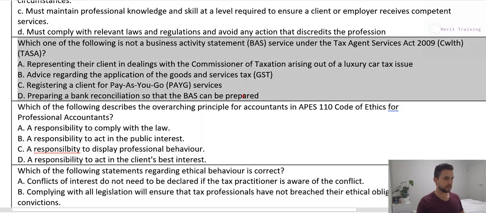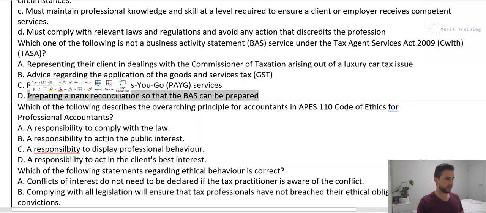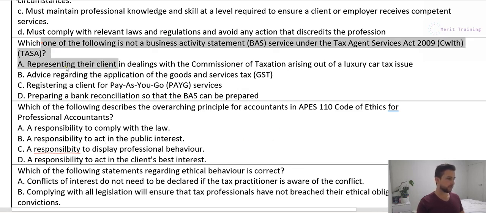So the answer to this one would be D, because anyone can do a bank rec, even if it's going to be used for a BAS, as long as you're not lodging the BAS yourself. So D is the correct answer for this question here.